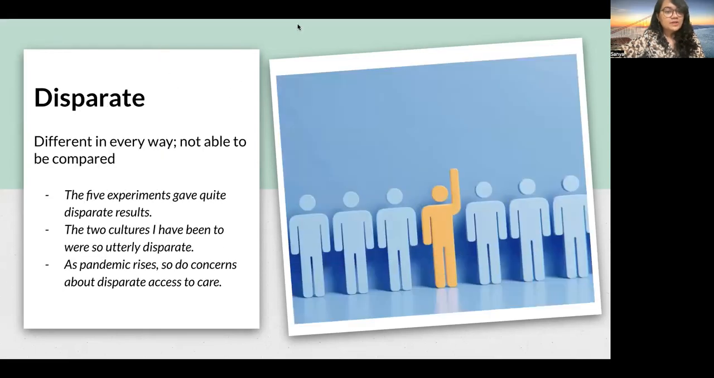Next is disparate. So disparate means different in every way. This is not desperate, it's disparate, right? Different in every way or not able to be compared. See this one guy right here? He is different from the others. The 5 experiments gave quite disparate results. That means the 5 experiments gave results that were different in every way, right? The two cultures I have been to were so utterly disparate, right? That means the two cultures were not comparable. They were totally different from each other.